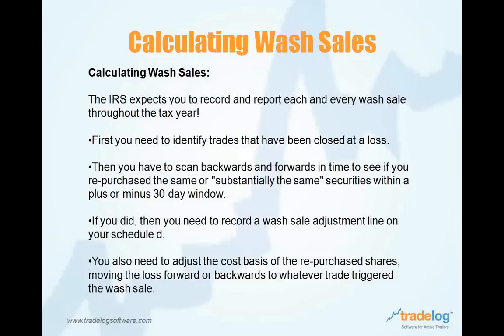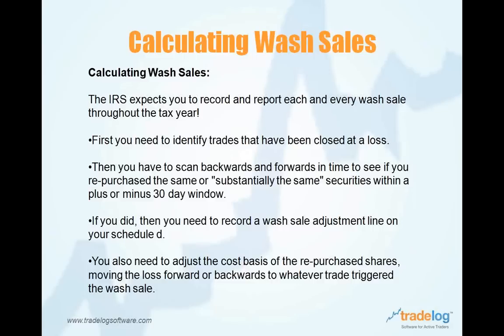So how do you calculate wash sales? Well, first you need to identify trades that have been closed at a loss, and then you scan backwards 30 days and then forwards 30 days after the sale to see if you repurchased the same or substantially the same securities. That would include options as well. If you did that within that window, then you need to record a wash sale adjustment on your Schedule D. You also have to adjust the cost basis of the repurchased shares. This is important because that way you move the loss forward or backward to whatever trade triggered the wash sale.